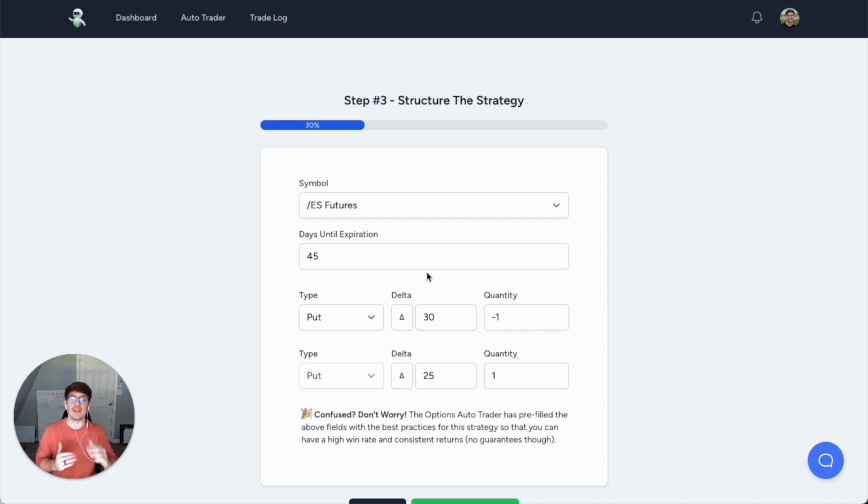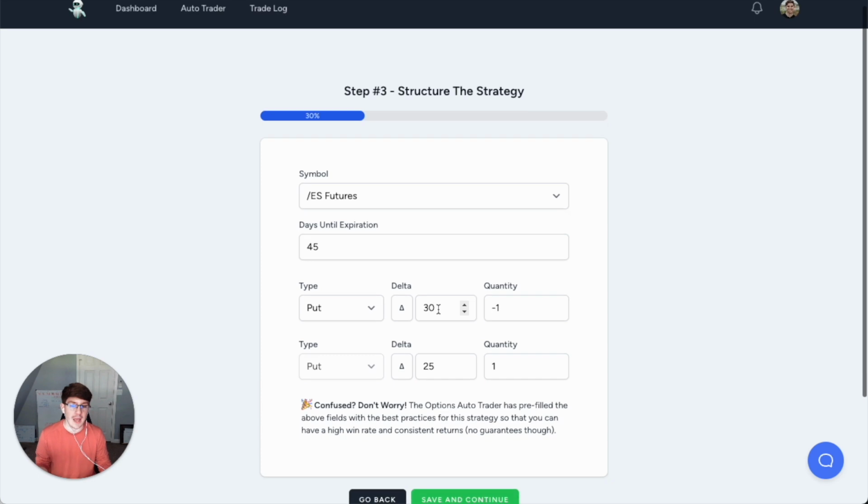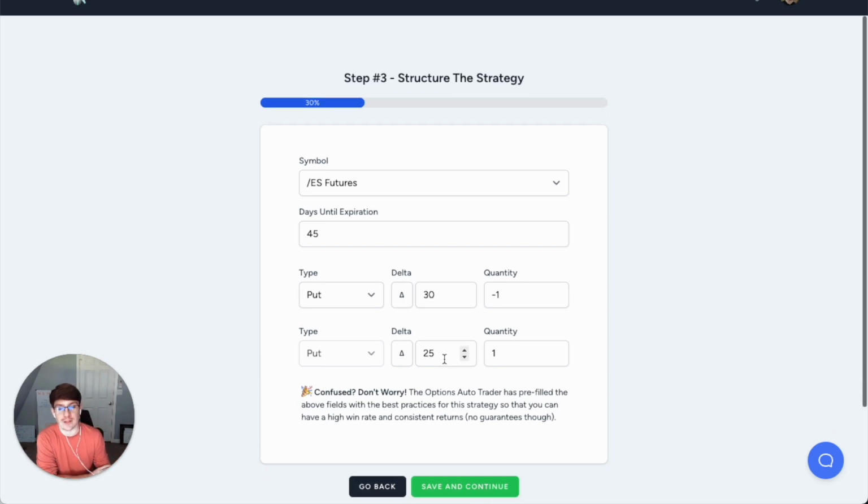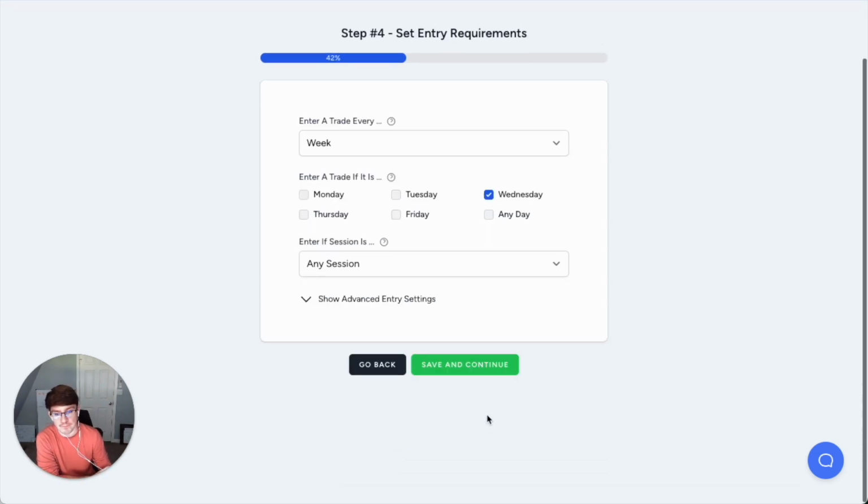Then we need to define the deltas we're going to do. Okay, so by default, I put in the one that I like, which is very safe. It's a 30 delta, 25 delta. So again, you give yourself about a 70% win rate there, but you also have your risk defined. That's about 45 days out. But again, if you want to go in shorter, like 7 days for that shorter trends, you can. We'll be getting more into that though in the next lesson.